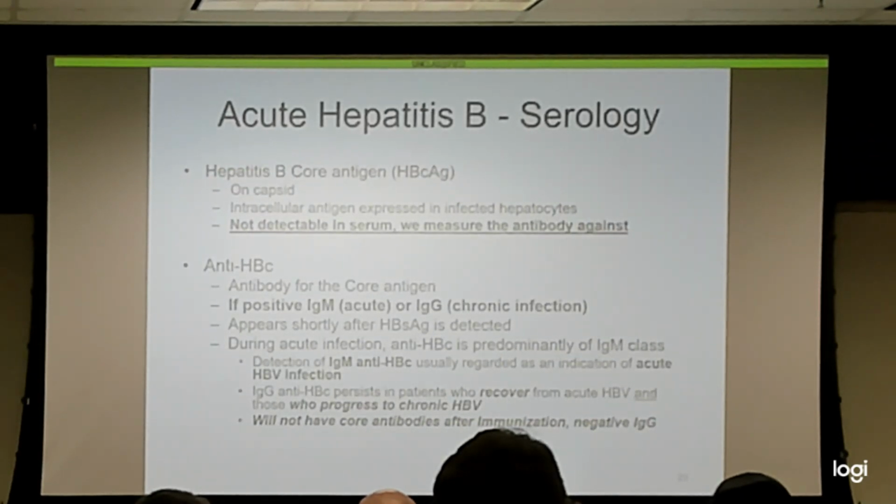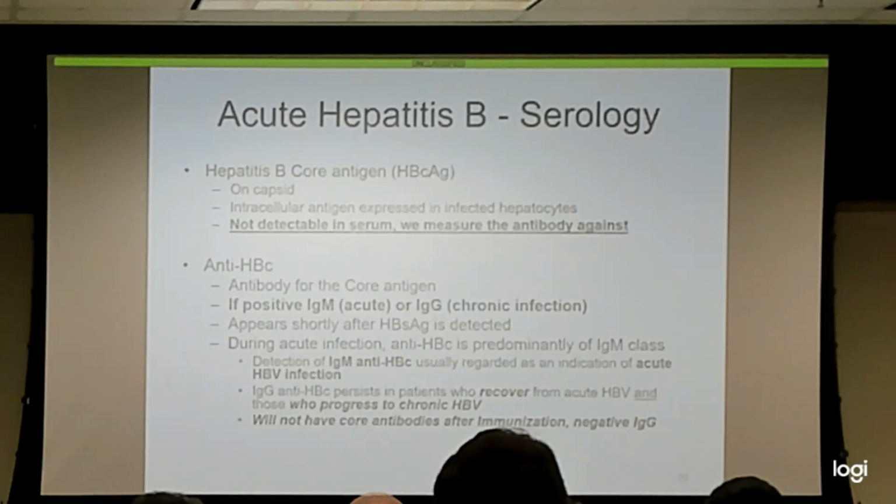So the hepatitis B core antigen, this is core, it's on the capsid, so it's between the envelope and the capsid. Intracellular antigen expressed in infected hepatocytes, but we don't detect this one in serum. We only detect the antibody. The antibody, I'll either have the IgM or the IgG. So this is going to tell me whether I have an acute phase or a chronic phase. And so it appears shortly after the antigen is detected, which we don't test for.